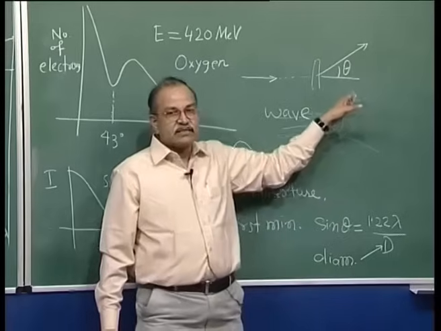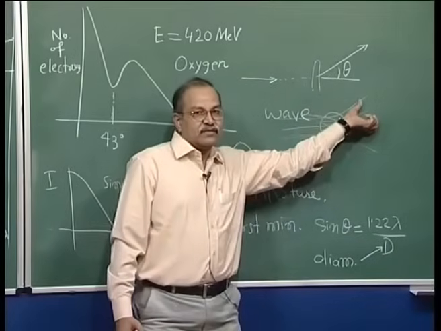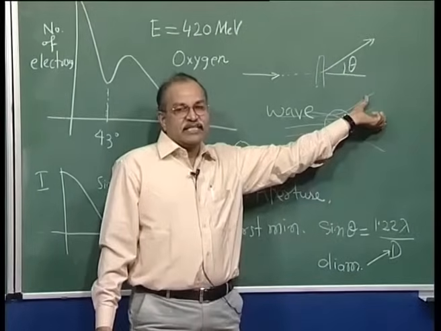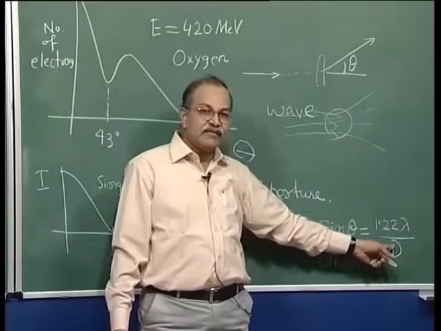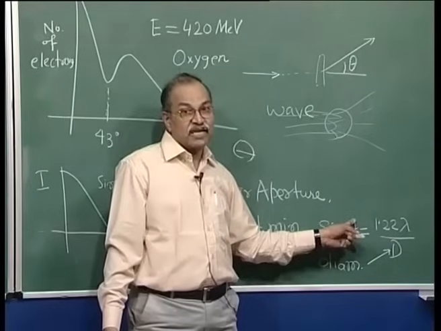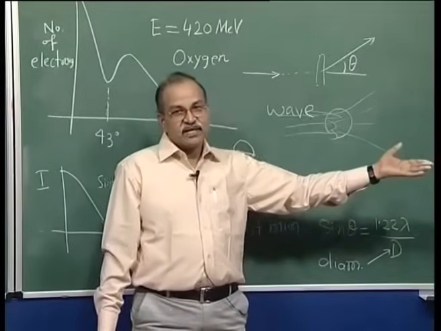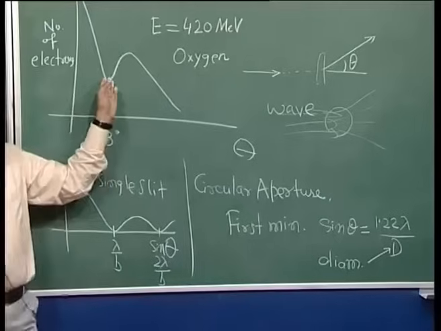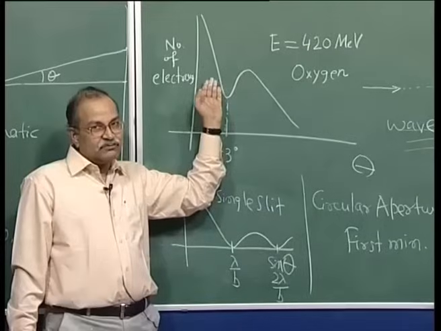So if you consider this as providing you a circular aperture through which the electron waves can go and interfere, and then on the other side you can find the intensity, that means number of electrons as a function of theta, you can expect that at this particular theta where sin theta is 1.22 lambda by d, you will have destructive interference of electron waves and the intensity will drop. And similarly the second minimum and third minimum and so on. So these diffraction minima are showing up here. So this dip is showing you a minimum.